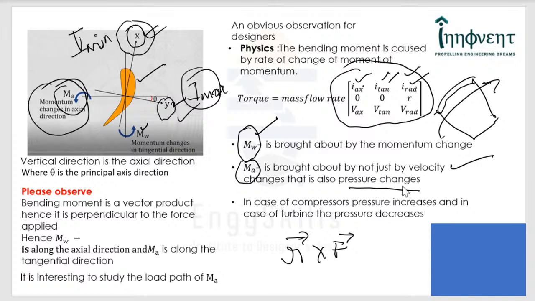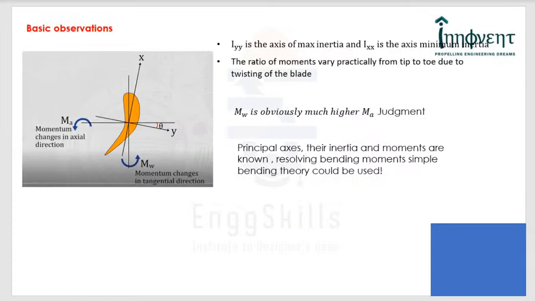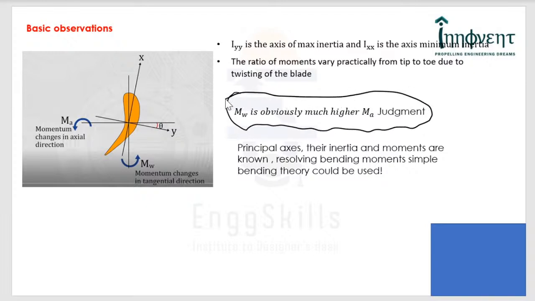So now we have understood the typical section of the blade, the inertia axis, principal inertia axis, and what bending moments it is subjected to. Now let's try and understand how exactly these bending moments can be negated or can be avoided. One thing that is obvious, or what we call engineering judgment, is that you should be able to assess which bending moment is the dominant one, which is of rather greater concern.